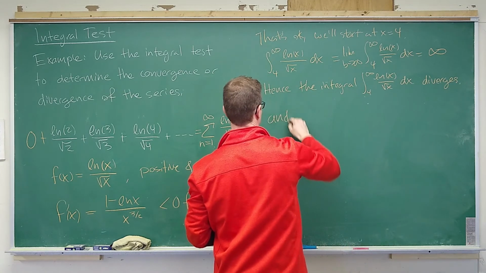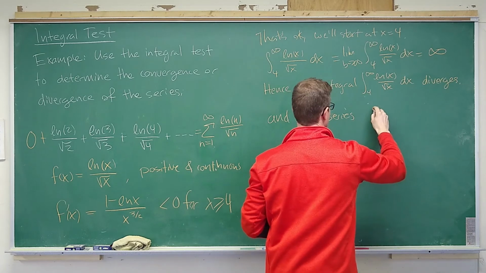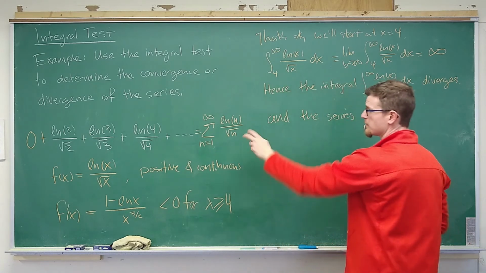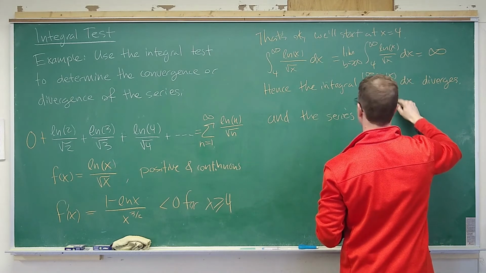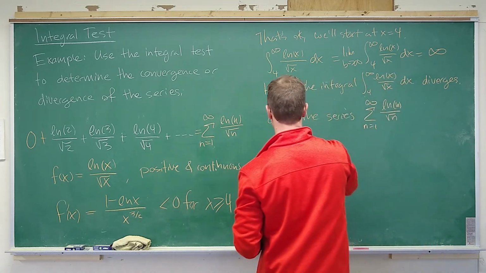And the series, the sum from n equals 1 to infinity, the series that we're interested in here, natural log of n divided by square root n, also diverges.